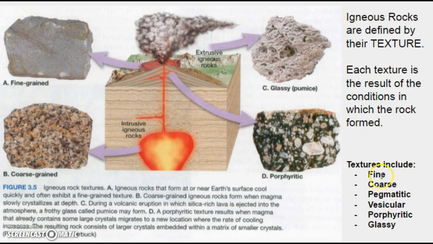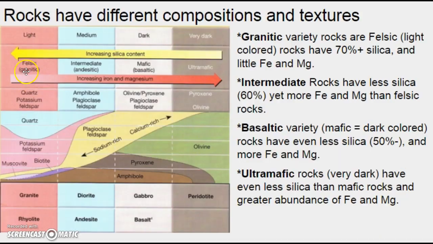We also looked at fine, we've looked at coarse grain, we've talked pegmatitic with pegmatite itself, just large crystals that are an inch or larger, or 2.5 centimeters. We've talked vesicular, we've talked porphyritic, and we've talked glassy. And our example for glassy was more of the obsidian type. So igneous rocks have different compositions and textures.